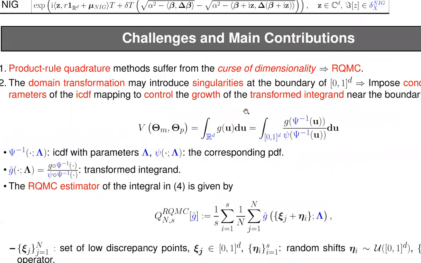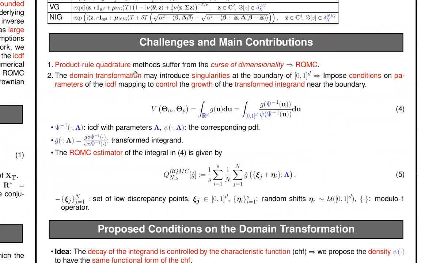So the challenges of this work are that product rule quadrature methods suffer from the curse of dimensionality. Hence, we propose using randomized Quasi-Monte Carlo to alleviate this curse of dimensionality. The domain transformation also may introduce singularities at the boundary. Hence, we derive conditions on the parameters of the inverse CDF mapping to control the growth of the transformed integrand near the boundary. Essentially, this is our original integrand of interest over R^d.